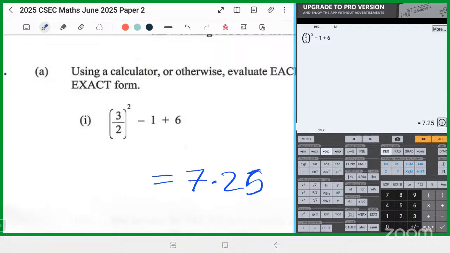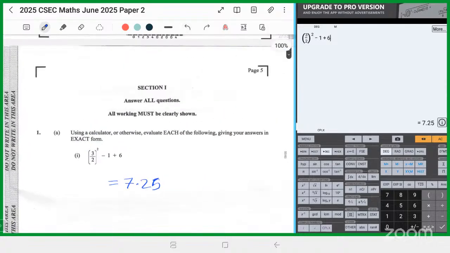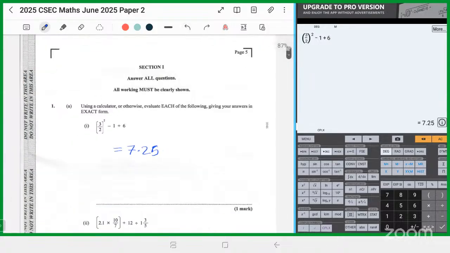What do you mean by exact form? Exact form is giving your answer exactly. I need to research that. I don't remember what exact form is, but this is it. 7.25. 1 mark for that.